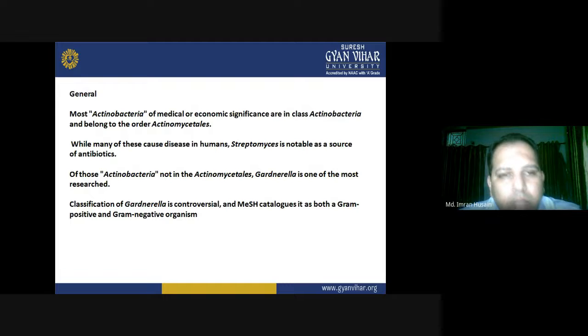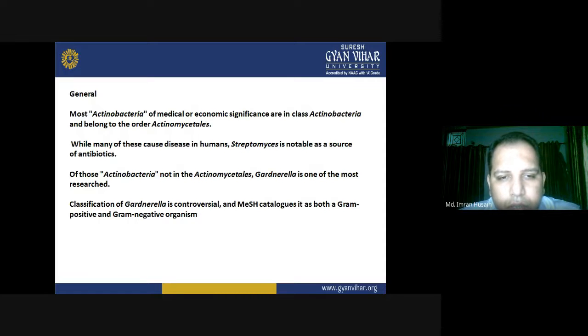General actinobacteria of medical or economic significance are in the class Actinobacteria and belong to the order Actinomycetes. Right. So this is a very different aspect. They do have a lot of medical importance, and that contributes towards their economic significance also. While many of these cause disease in humans, Streptomyces is notable as a source of antibiotics.